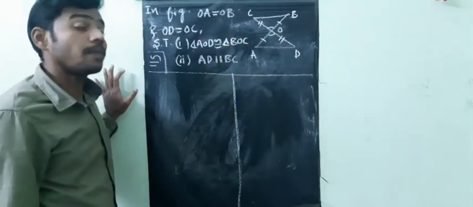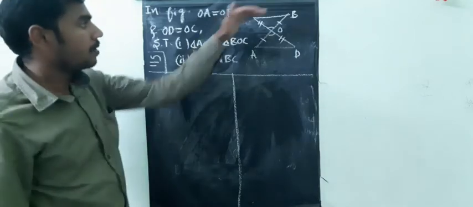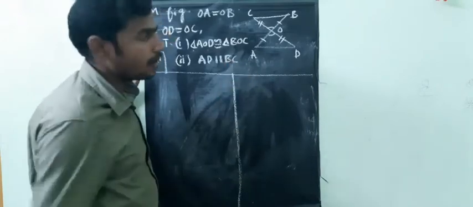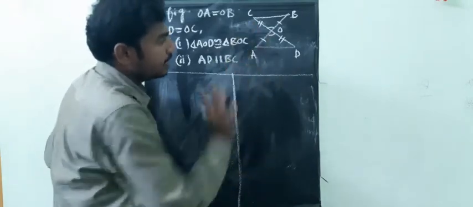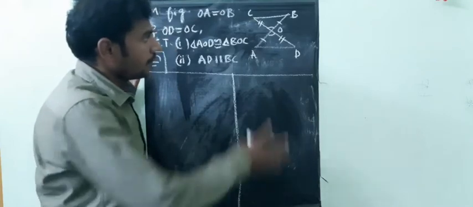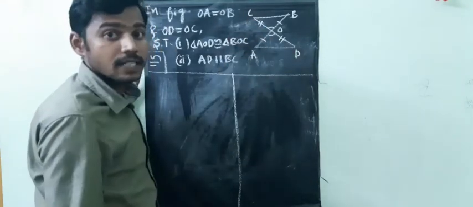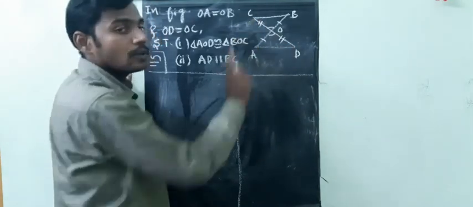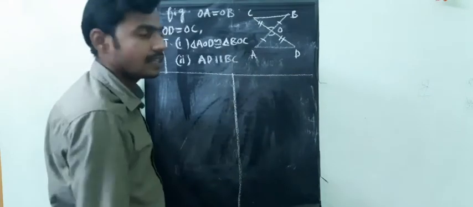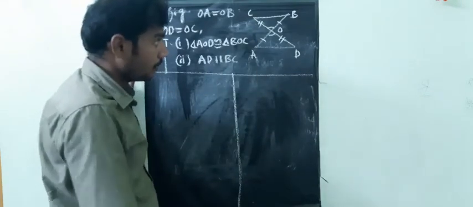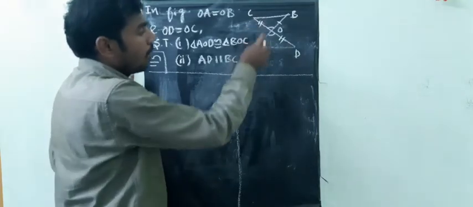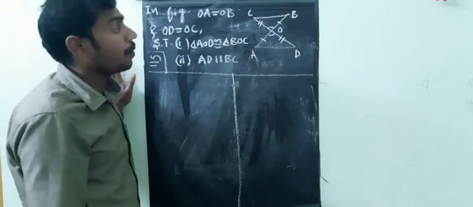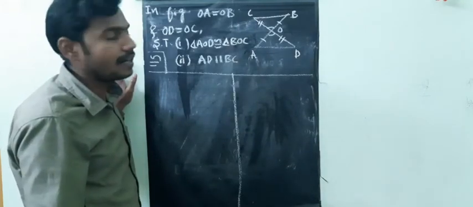When will I say AD is parallel to BC? See, AD and BC are the two lines. When do I say the two lines are parallel? See, if I say CD is a transversal, why is CD a transversal? Because it is intersecting the two lines at two distinct points. That is the reason CD is a transversal. If I am able to prove angle ADC is equal to angle DCB, what type of angles? They are alternate interior angles.